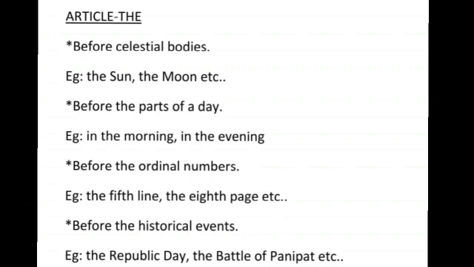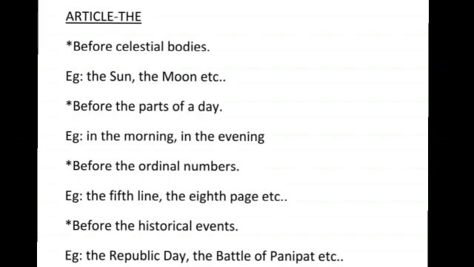Next, before the ordinal numbers. What are ordinal numbers? First, second, third, like that. So before the ordinal numbers we use article the. Example, the 5th line, the 8th page. Next one, before the historical events. When we refer to historical events we use article the. The Republic Day, the Battle of Panipat.